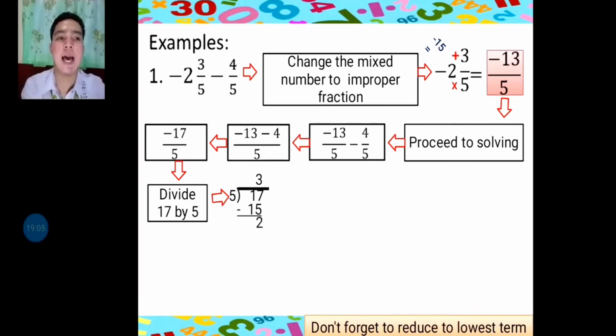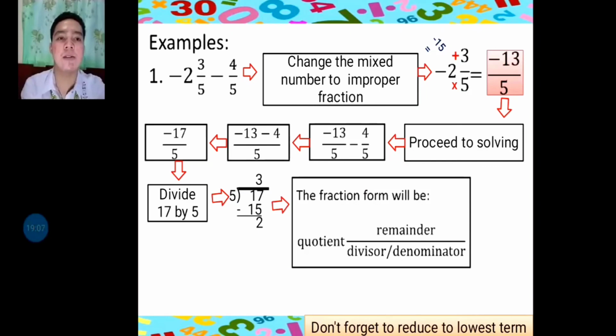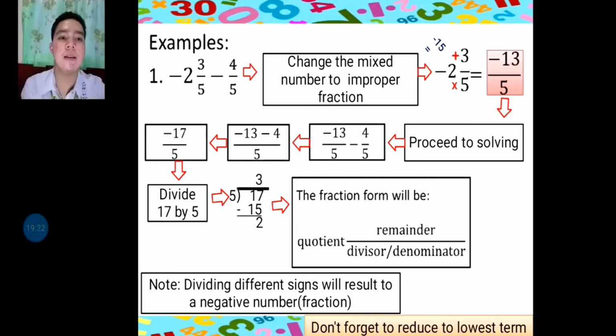Now let's have the fraction form. So the fraction form will be the quotient, then we have the remainder as our numerator, and the denominator will be the denominator on the given, or our divisor. So our answer will be negative 3 and 2 over 5. Negative 3 quotient and 2 remainder over 5, the denominator.